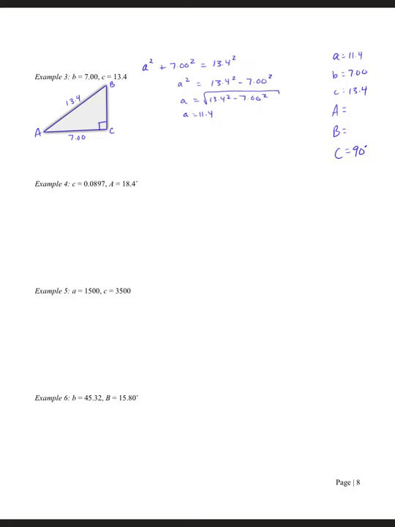Okay, when we did this, first thing I did: a squared plus b squared equals c squared. I have to move my b squared to the other side. So I get a squared equals that difference, and then take the square root of both sides to get 11.4.